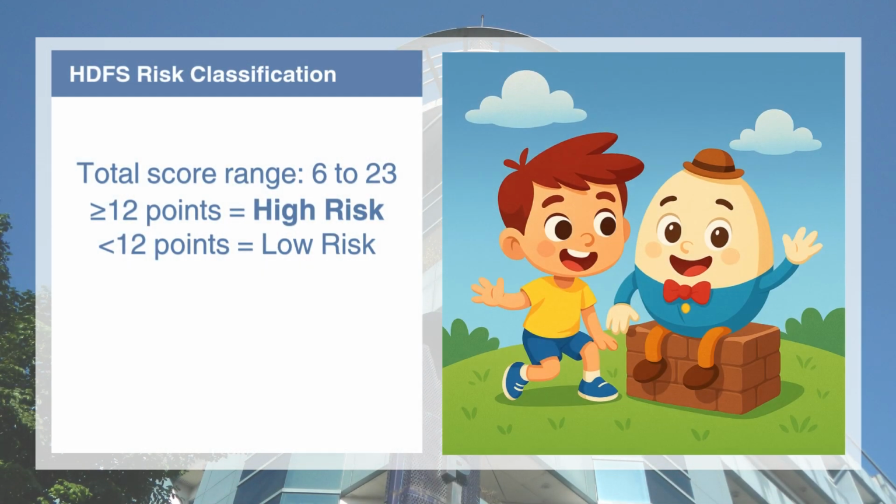After scoring all 6 items, a total score of 12 or more classifies the child as high risk. Any score below 12 is low risk. Based on the result, you apply the correct level of fall prevention interventions.